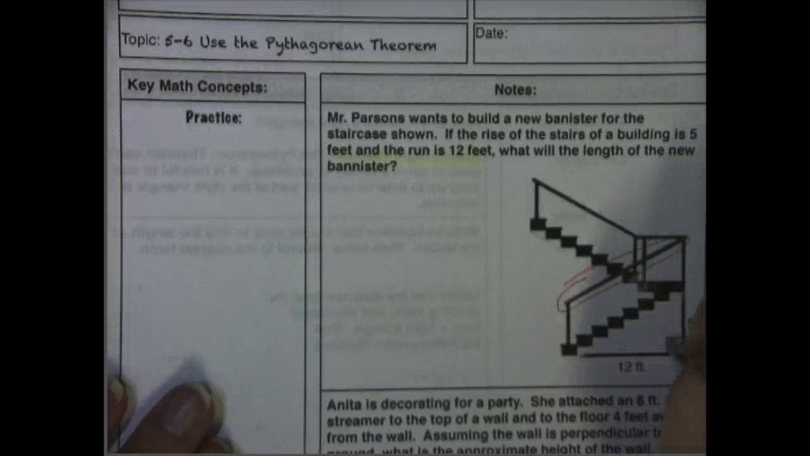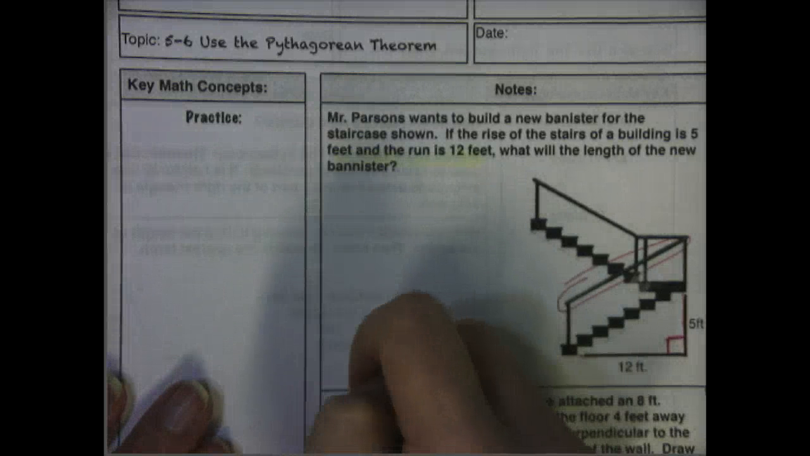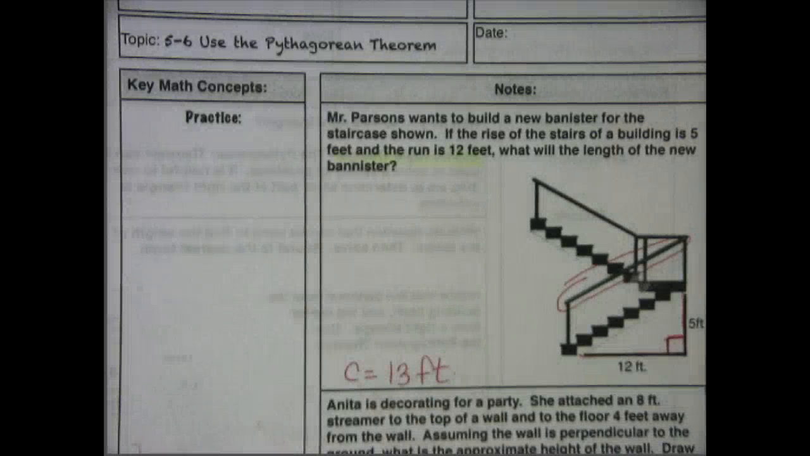Remember that this is the right angle. So we're actually looking for the hypotenuse because that's the one across from the right angle. And your answer is going to be C equals 13 feet. Now remember, I'm going to be looking to see that you actually completed the work, and I would like for you to correct it if you didn't get it right. Look at the next one.